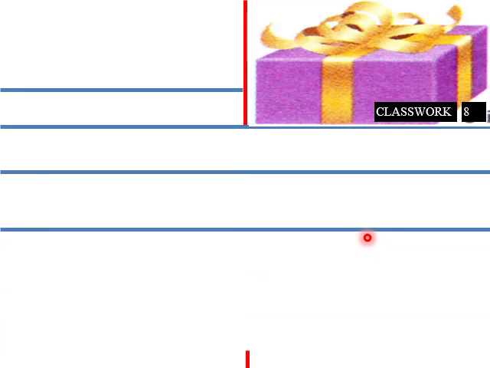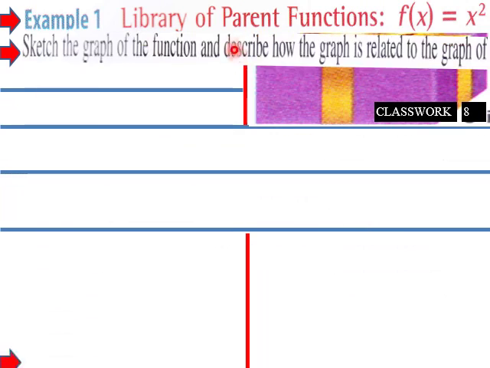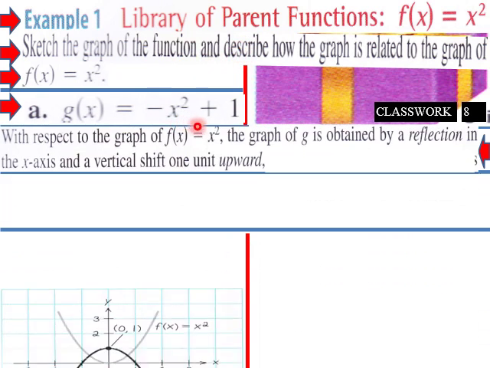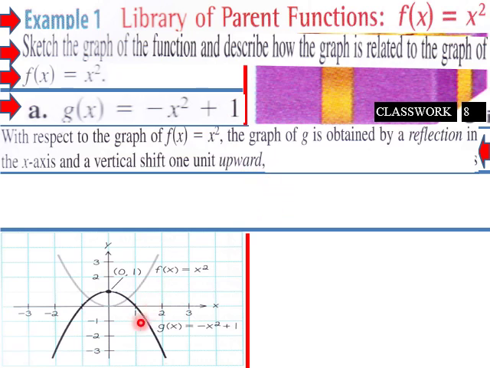Okay, going to our first example here. Library parent function, sketch the graph. So we have negative x squared plus 1. Negative x squared plus 1 is going to open down, and then it's translated up 1 unit on your y-axis. Your y-intercept here will be 1.